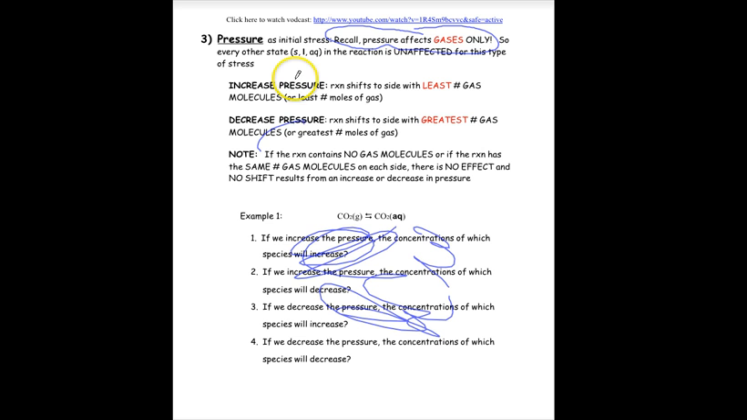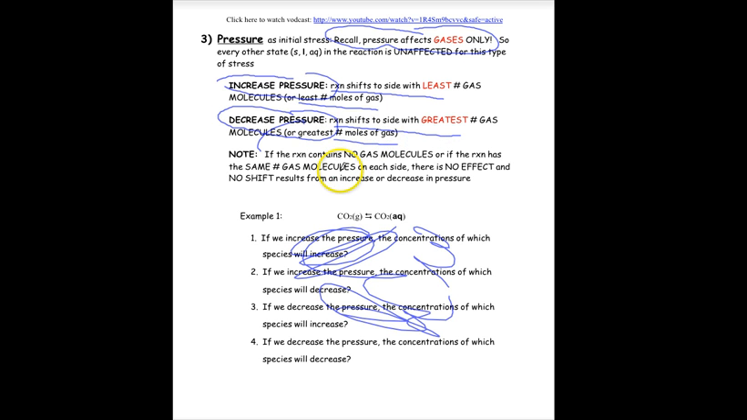Well, how do you determine what direction it shifts in? Well, two things. These are all based on, for the most part, coefficients in your equation. In other words, the number of moles. So when you increase the pressure, the reaction shifts to the side with the least number of moles. I'm going to ignore the gas molecule part. When you decrease the pressure, the reaction shifts to the side with the greater number of moles.